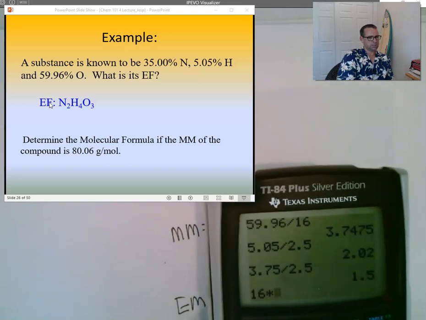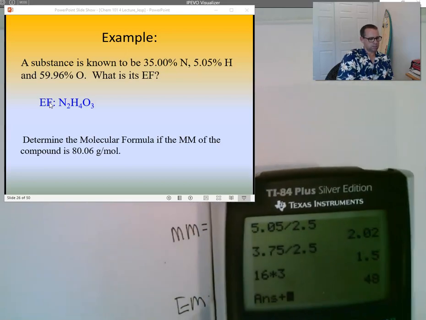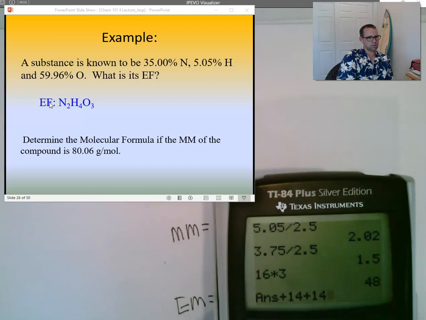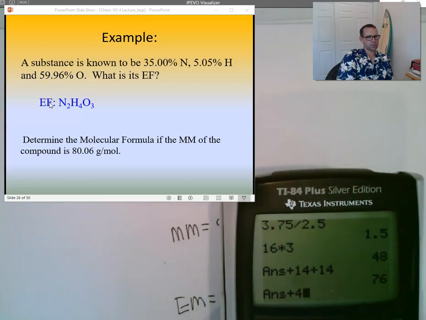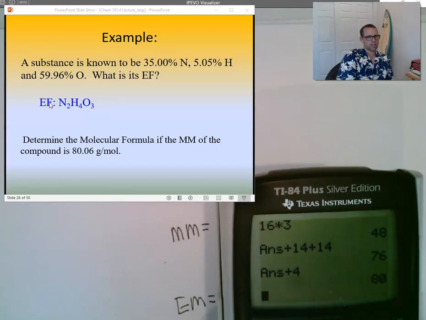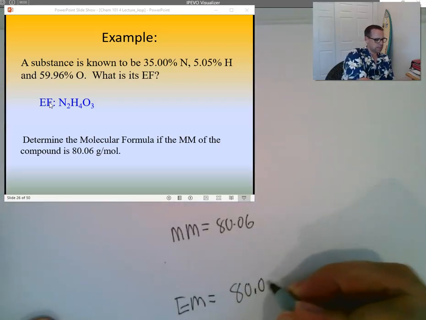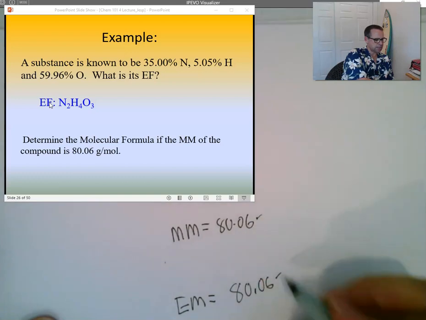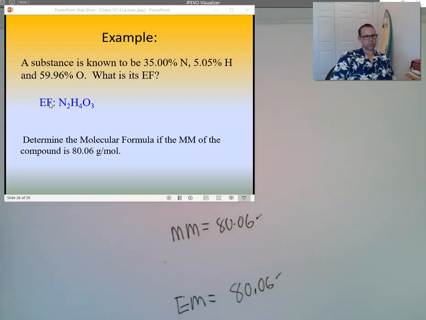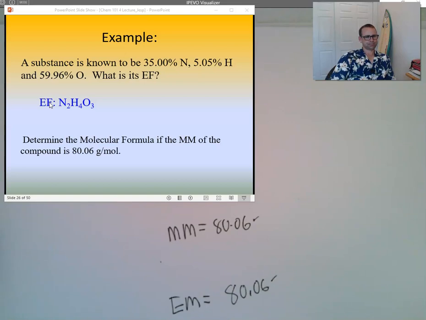Wait a second, 16 times 3, right? Plus 14 twice, plus 4 for the hydrogen. That's 80 already. So our empirical mass is 80.6 and our molecular mass is 80.6. What does that mean? The real answer is N2H4O3. Yeah, that means that the molecular formula is the same as the empirical formula.